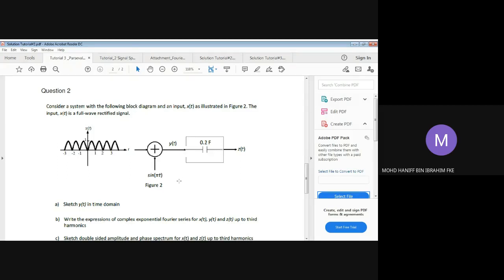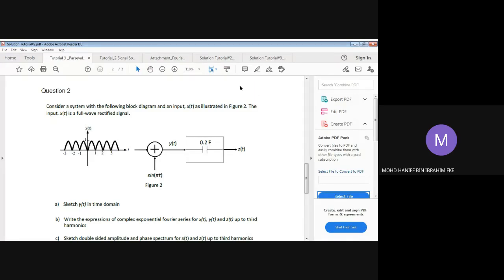So when omega equals pi, from omega equals 2 pi over T, you're going to have T equals 2. So the period for this sine pi t should be equal to 2. So sketch the sine pi t first, and afterwards you have to add it with the x(t) to give us the y(t). So that is in general the solution for this y(t).